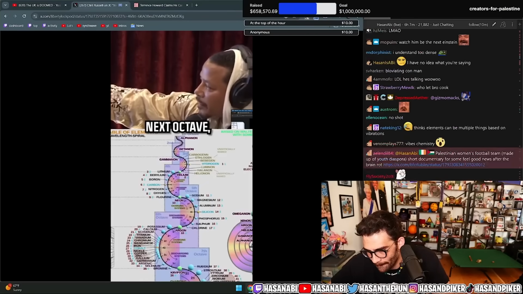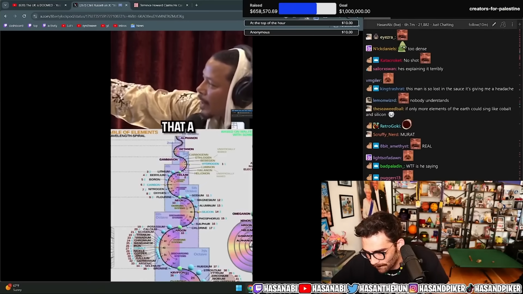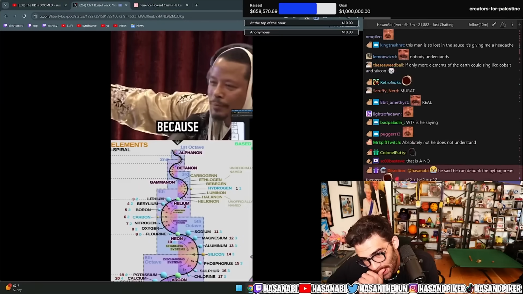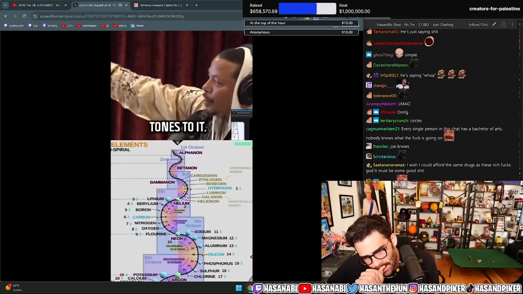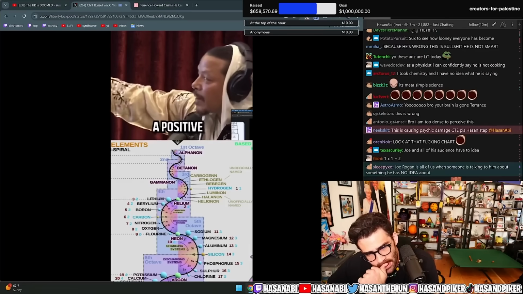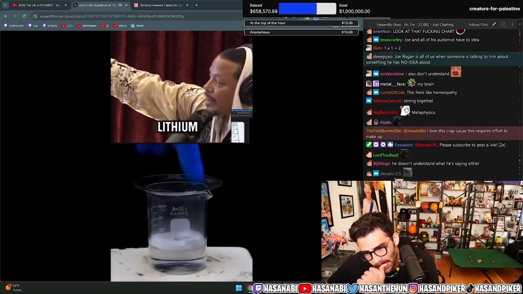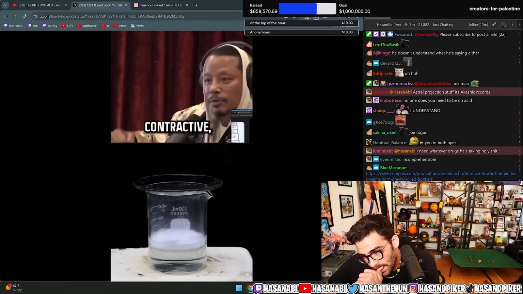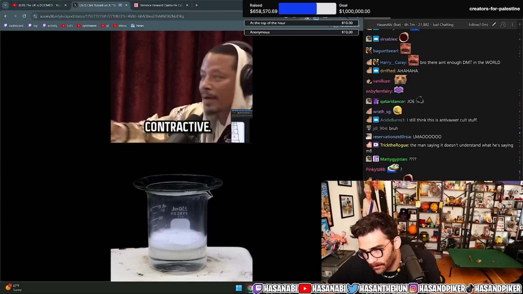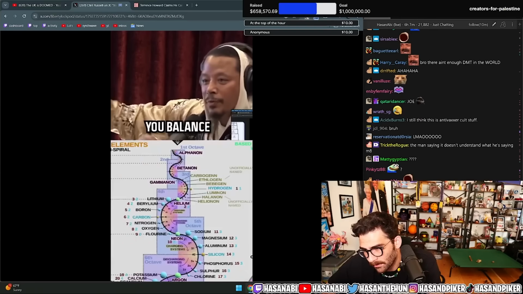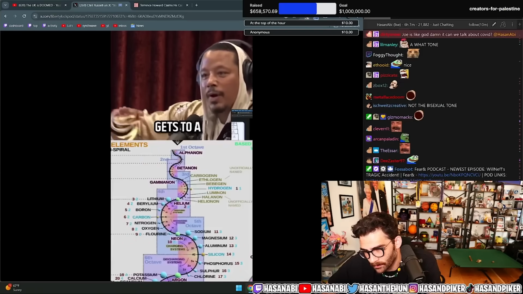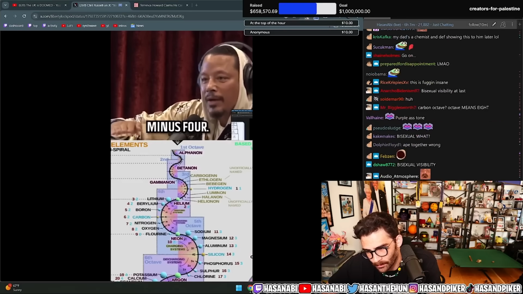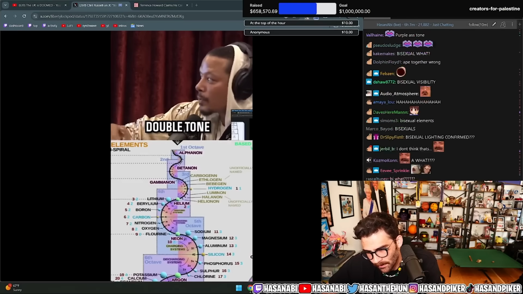As you reach into the next octave, the carbon octave, they call that a bisexual tone, because carbon has two tones to it. It has a negative side and a positive side. Lithium is contractive, beryllium is contractive, boron is contractive, but the moment you get to carbon, you balance it out. It gets to a perfect balance of plus and minus 4. So it's a double tone.